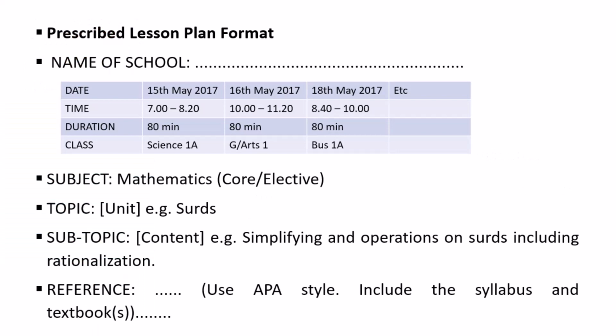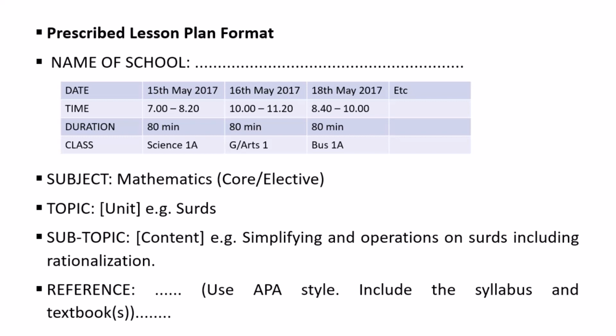Alright, so this is an example of a lesson plan. That's the format. The name should be there, so and so secondary school. The date, the time, the duration, then the class. You need to specify all these things. The date, for example, 15th May 2017. What time? 7 o'clock to 8:20. That's the duration. That's 80 minutes, 1 hour 20 minutes. Then the class size, 1A. So you need to specify all these things there.